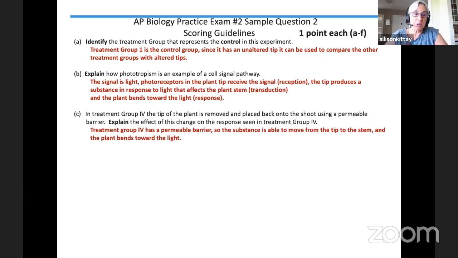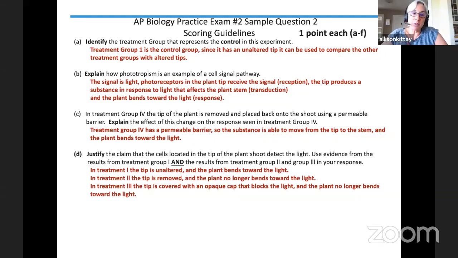In part C, we're looking at treatment group 4, and we're looking at the fact that we are removing the plant tip and placing it back onto the shoot using a permeable barrier. And hopefully everybody knows what permeable means. And then we want to explain the effect of this change on the response that's seen in treatment group 4. Treatment group 4 has a permeable barrier, which means that the substance is able to move from the tip to the stem, and so the plant bends toward the light.